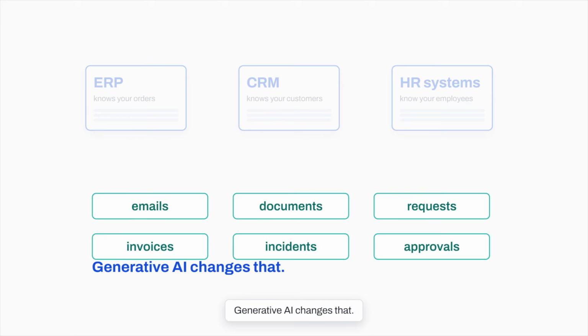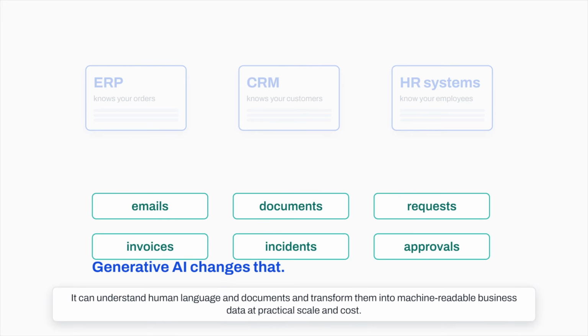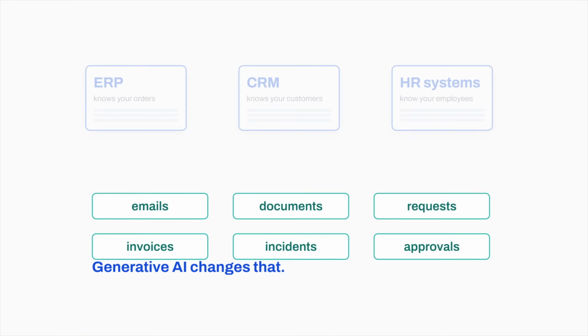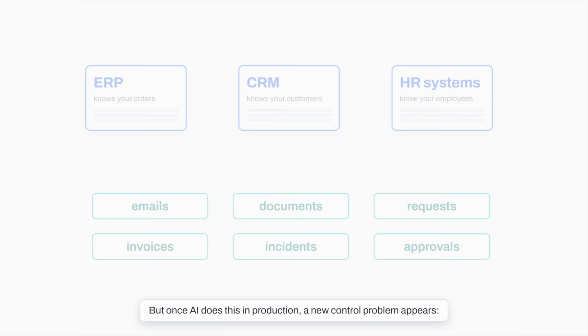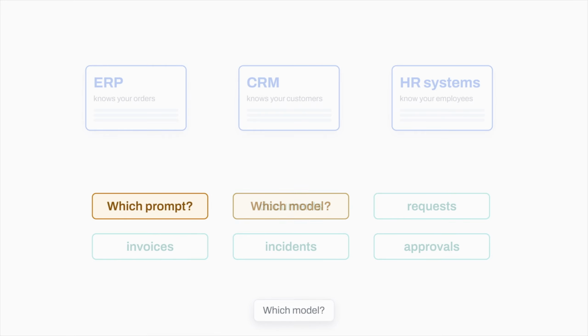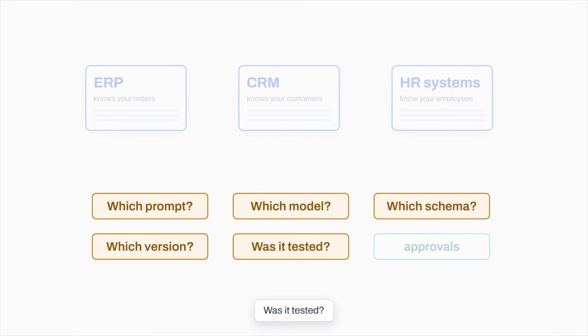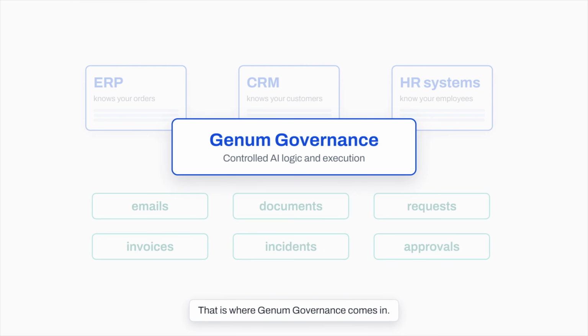Generative AI changes that. It can understand human language and documents and transform them into machine-readable business data at practical scale and cost. But once AI does this in production, a new control problem appears. Which prompt? Which model? Which schema? Which version? Was it tested? What did it cost? What exactly happened? That is where genome governance comes in.